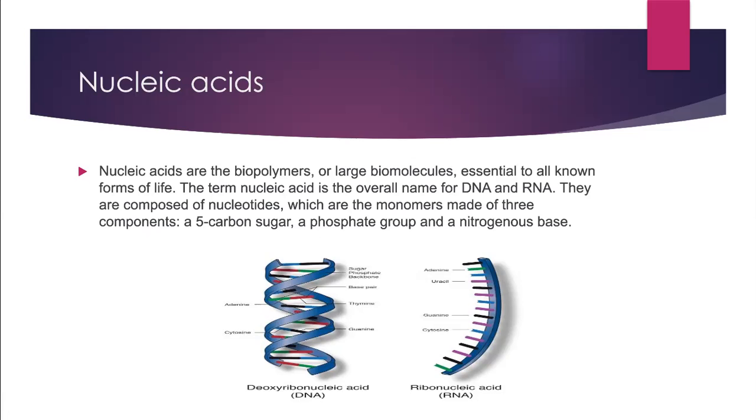Here we can see the sugar phosphate backbone. These are the base pairs of DNA. And this is thymine, guanine, adenine, and cytosine. And this is ribonucleic acid, RNA. These bases are adenine, uracil, guanine, and cytosine. The difference between their bases is that thymine is absent in RNA and uracil is present.